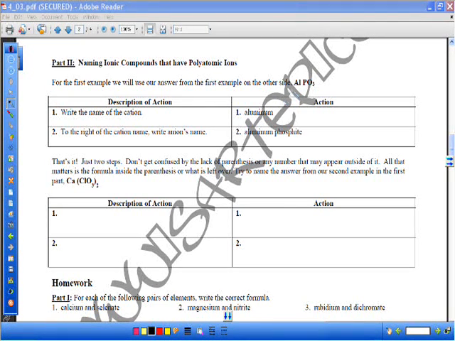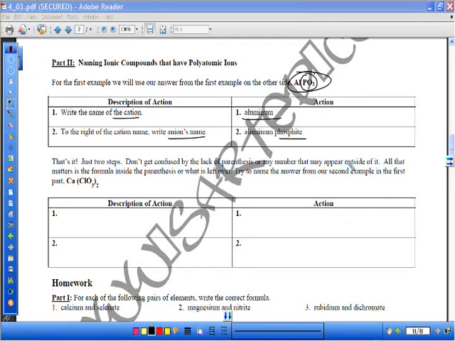So here we go, AlPO3. So first step, you just write the name, aluminum. Second step, you write the anion name. You have to be able to identify that PO3 is the anion, and that is phosphite. There you go.